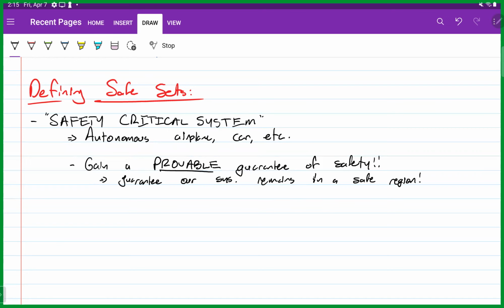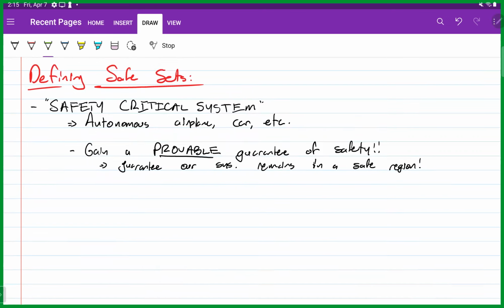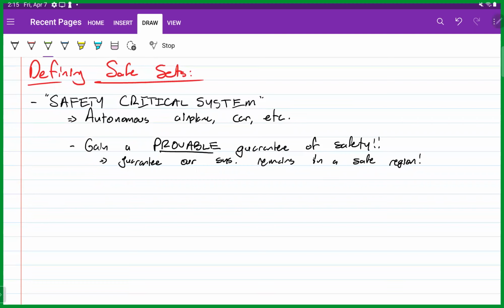So to do this, we're going to define a couple of different terms. The first thing we're going to do is formalize this thing called the safe region. I'm going to call it a safe set. Definition: safe sets. This definition is relatively intuitive, but it's nice to assign some more precise mathematical meaning to some of these things.